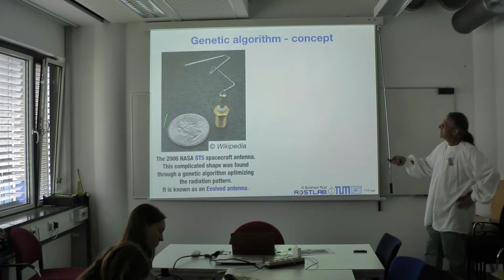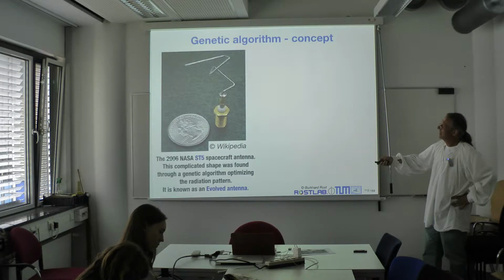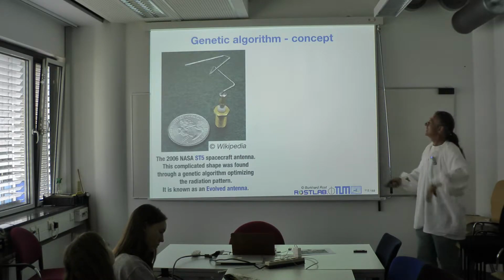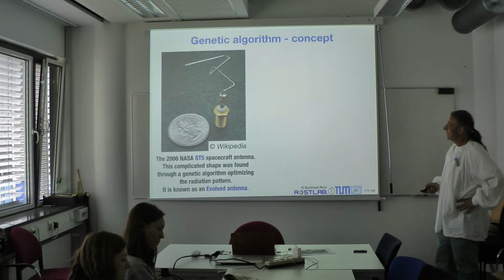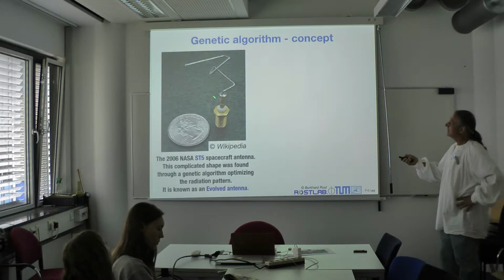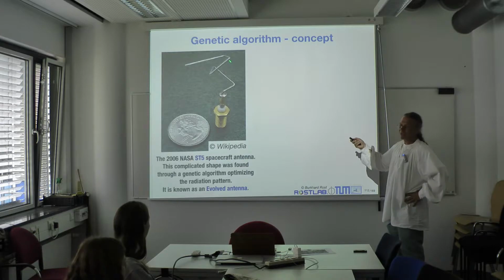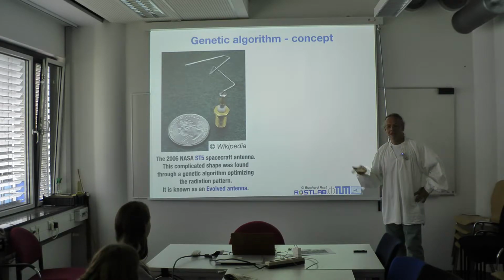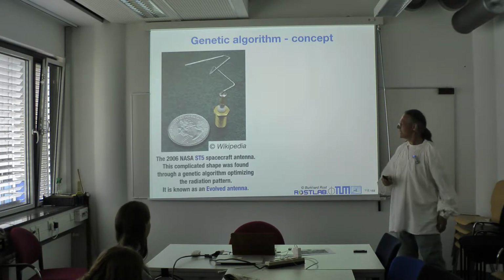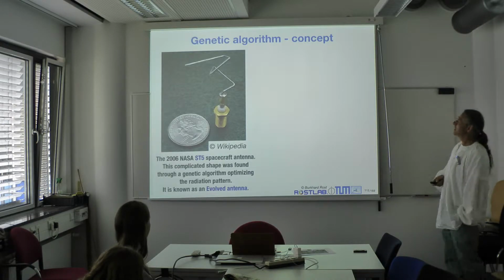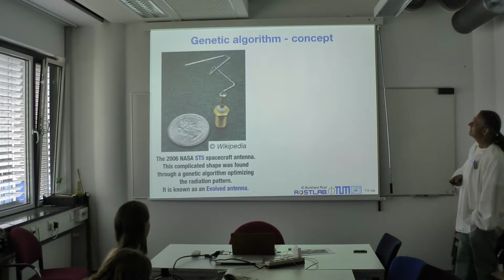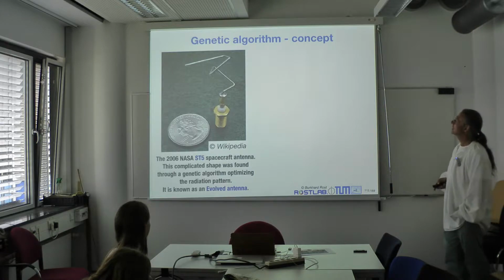For instance, a genetic algorithm has been used to optimize this spacecraft antenna here. That's a quarter, to give you an idea about the size. Maybe you believe that you could have come up with this concept for this antenna. But NASA spent a lot of intelligence optimizing it, and that seems to be the optimal solution, and the way that they found it is through a genetic algorithm.